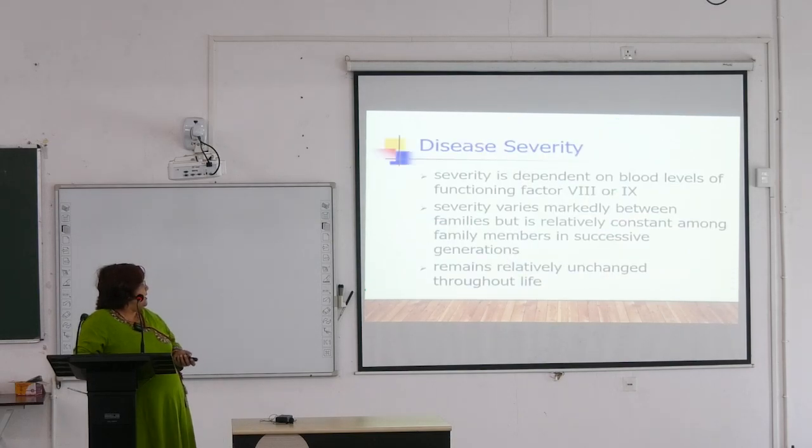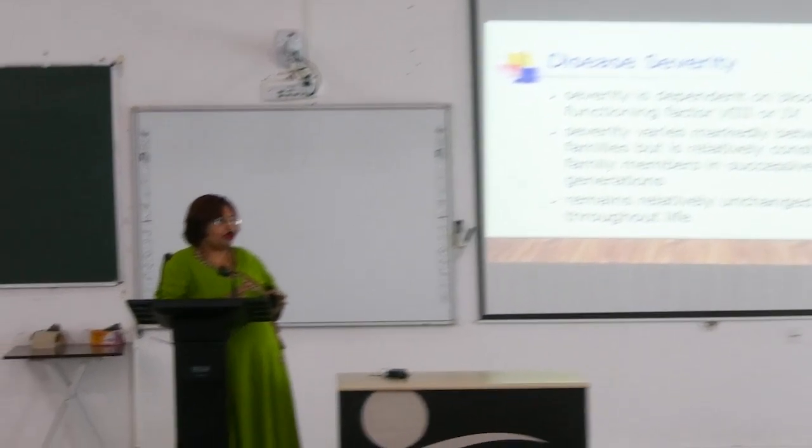And the disease severity is not the same in all families. It varies from family to family, but more or less remains constant in individual people and in successive generations. The severity depends on the level of factor 8 and factor 9 in the blood, and it remains more or less unchanged throughout life. A person who has severe hemophilia in childhood will not get better and have mild hemophilia in adulthood. This doesn't occur.